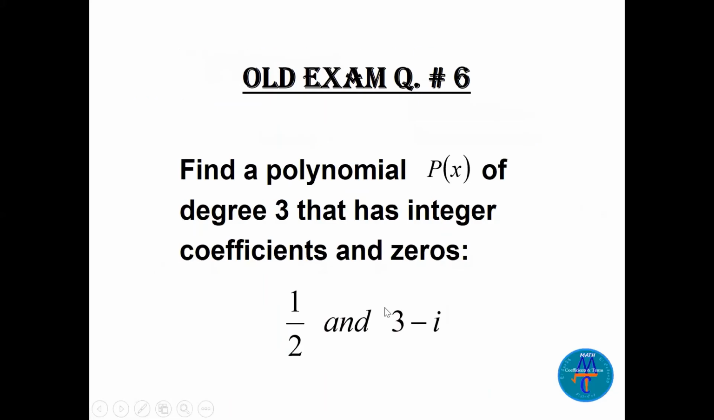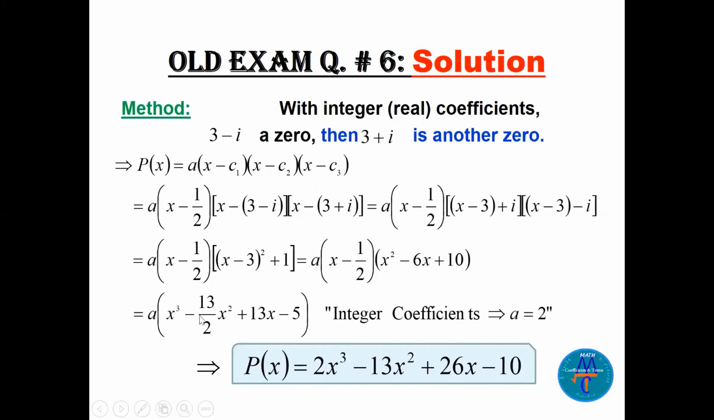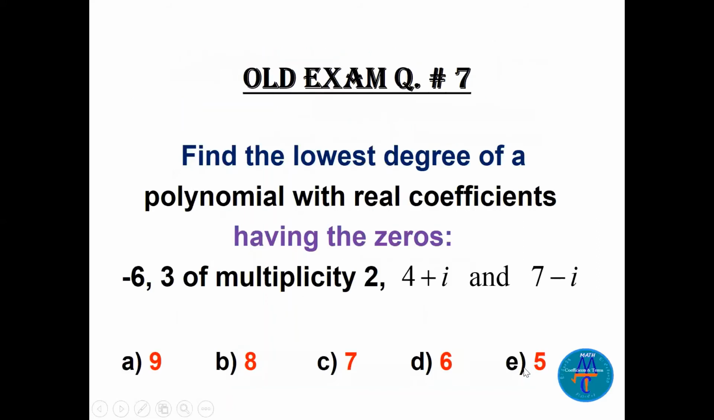Now in the question here, there's a condition. It says integer coefficients. See, all the coefficients should be integers here. So 5 is an integer, 13 is an integer, 13 over 2 is rational. So I put a 2 here, and then I multiply everything by 2. So now I get all the coefficients as integers. That's the answer. Find the lowest degree of a polynomial with real coefficients having the zeros minus 6, 3 of multiplicity 2, 4 plus i, 7 minus i.